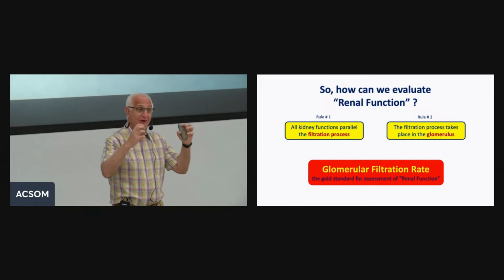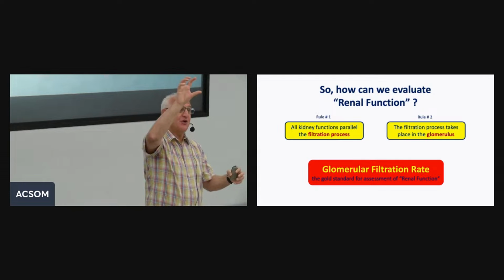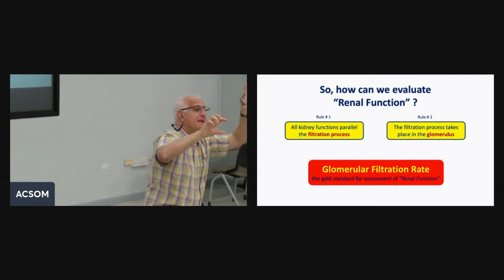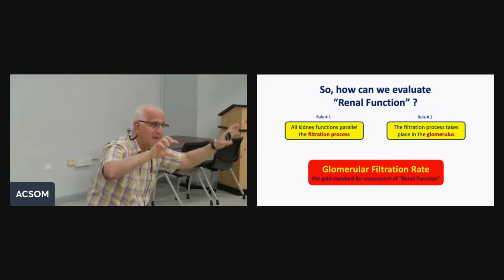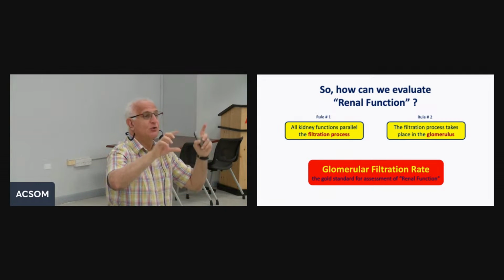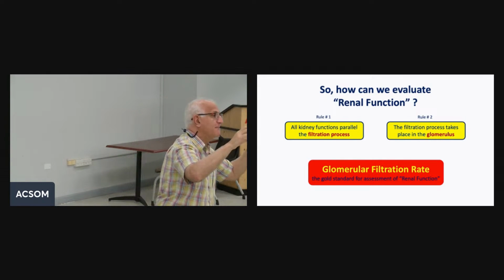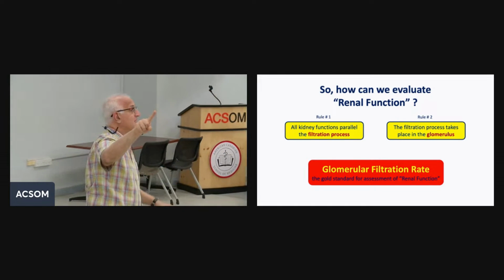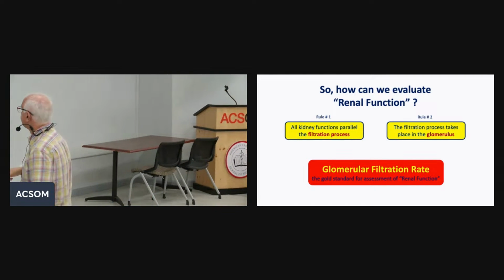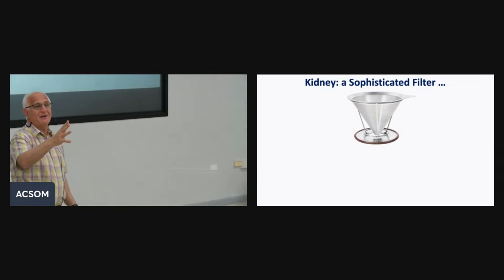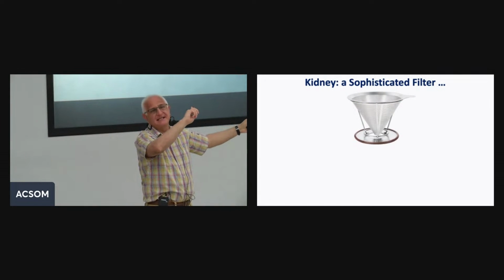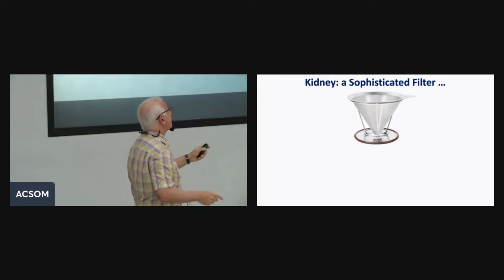You take the glomerular filtration rate and you adjust everything based on this. If my GFR is down, my ability to get rid of potassium will be down. My ability to do homeostasis for acid-base is down. Everything will be parallel to this. Does that make sense? Perfect. Okay, if you think about it, the kidney is a big filter. The reality is, the kidney is a sophisticated filter.